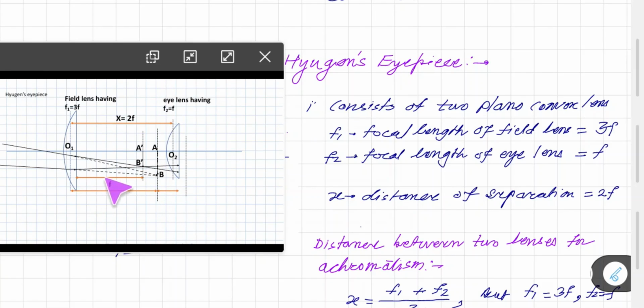The image is formed at distance f from the field lens, that you remember.